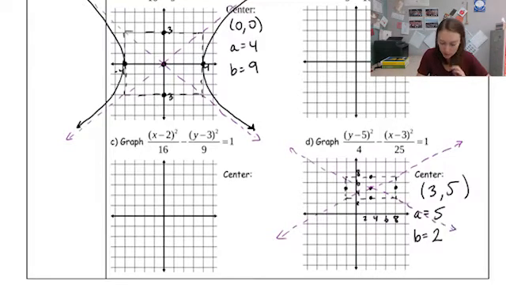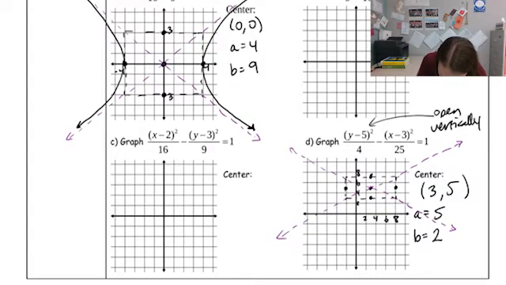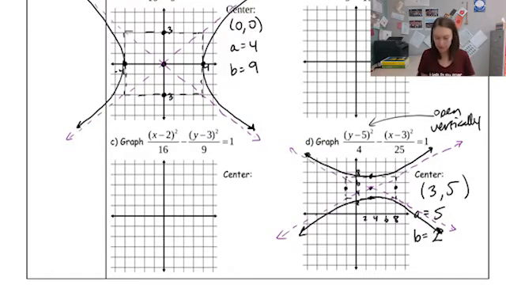And then which direction is it going to open? Well, the Y part comes first, so it's going to open vertically. So here I'm going to have a really wide hyperbola. And down here it's going to open up and down. All right, so there is that hyperbola.